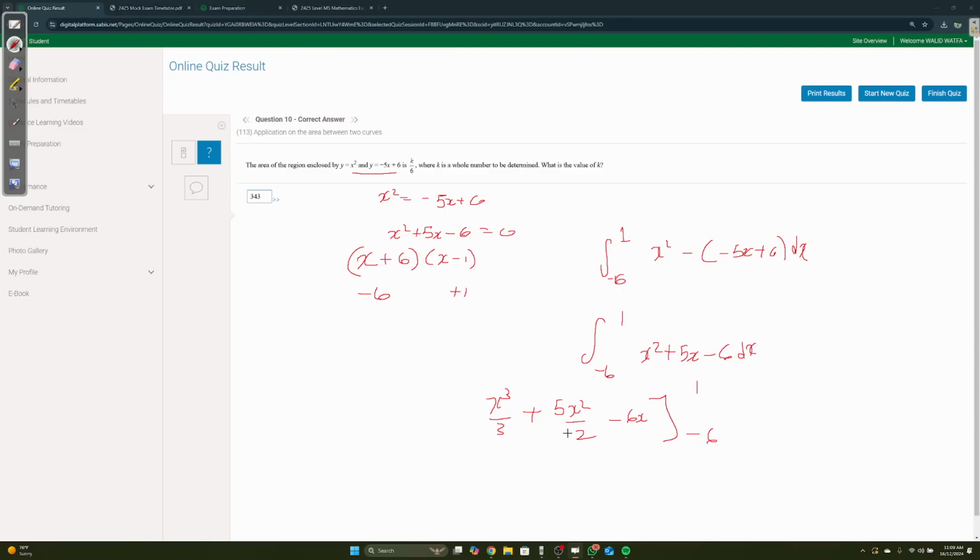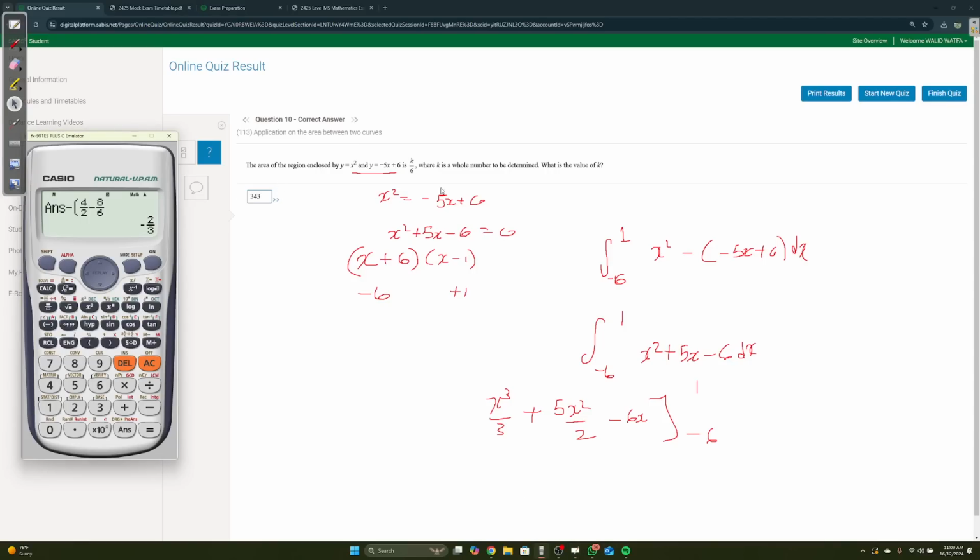Okay, there you can just do it on your calculator. You should get negative 343 over 6, which is just 343 over 6. Okay, so k is 343.